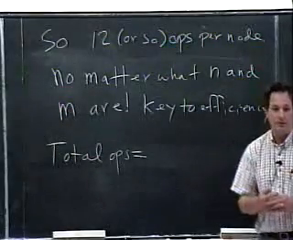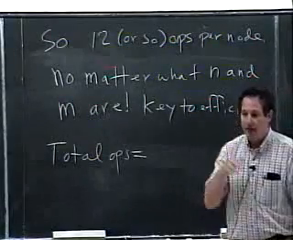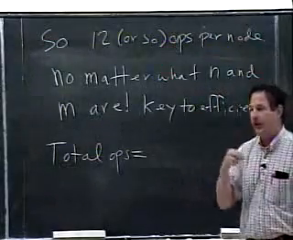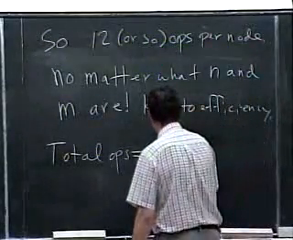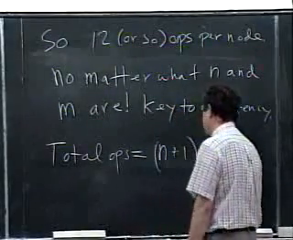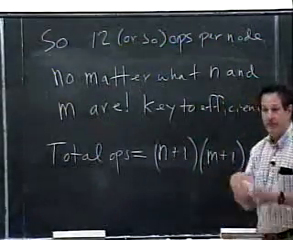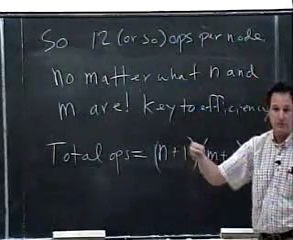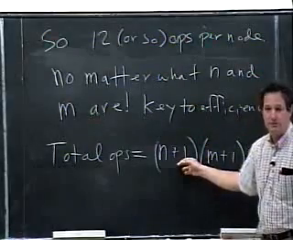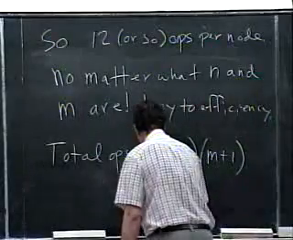And how many nodes are there? About n times m. Actually, with the 0 row and the 0 column, it's n plus 1 times m plus 1. But n and m are the variables. That's what grows as the sequences grow. 1 is a constant. It doesn't grow when n grows. Okay? So we're just going to say this is about n times m.